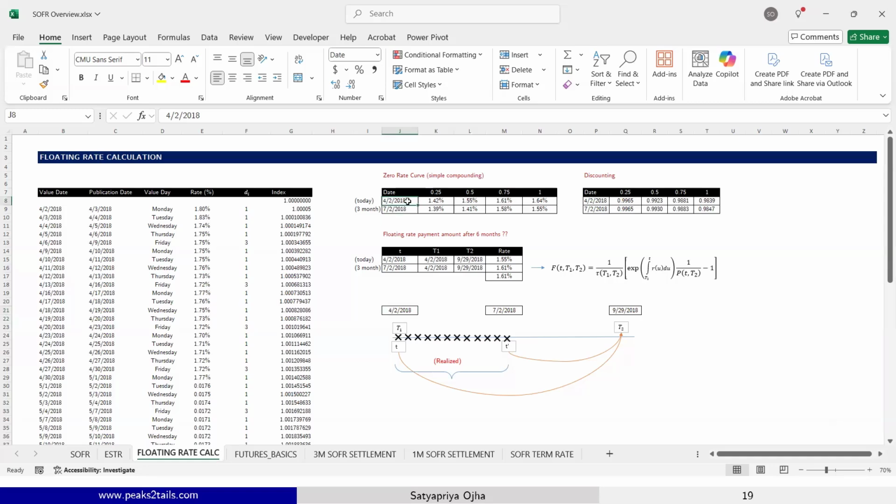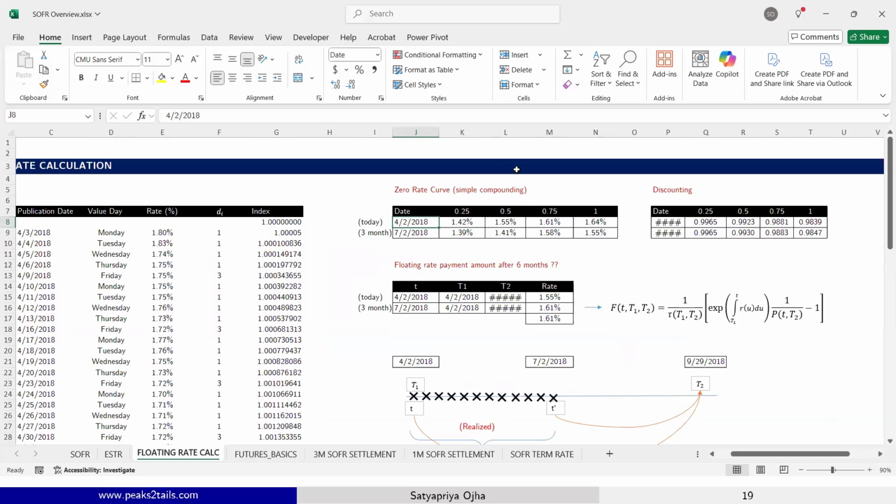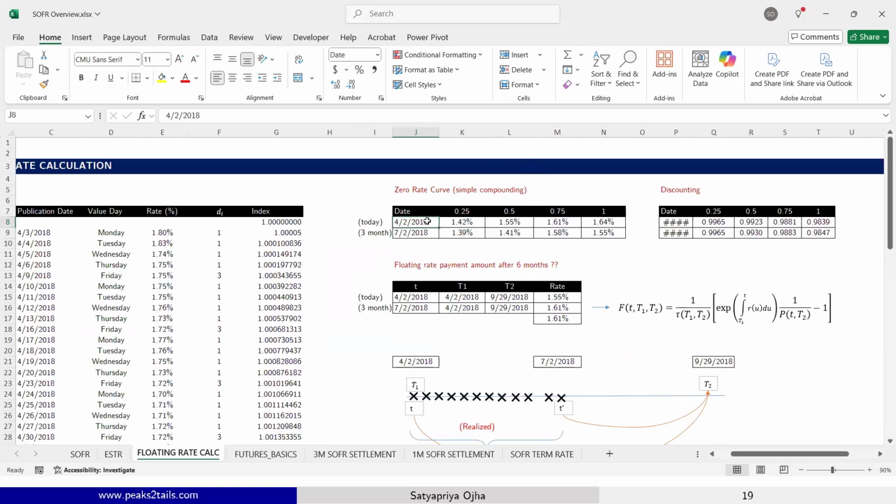4/2/2018. Okay, so if you're standing here on 4/2, let me zoom in a little bit. Right. So on this day, at the beginning, you have the yield curve constructed. These are my 3-month rate, 6-month rate, 0.751. The expected interest payment after 6 months would be just this one actually. If 1.55% is the spot rate for the next 6 months, that is what I'm expecting to get as part of the floating coupon payment.